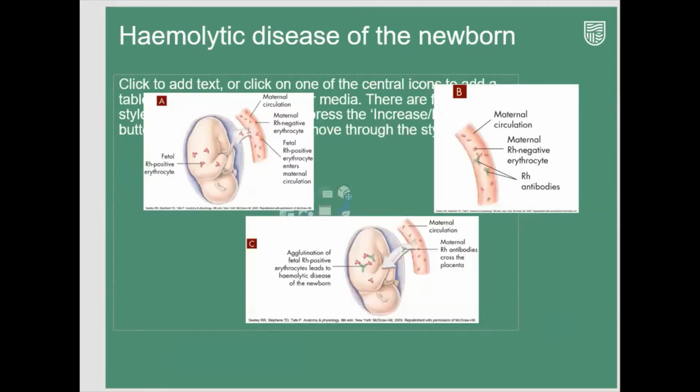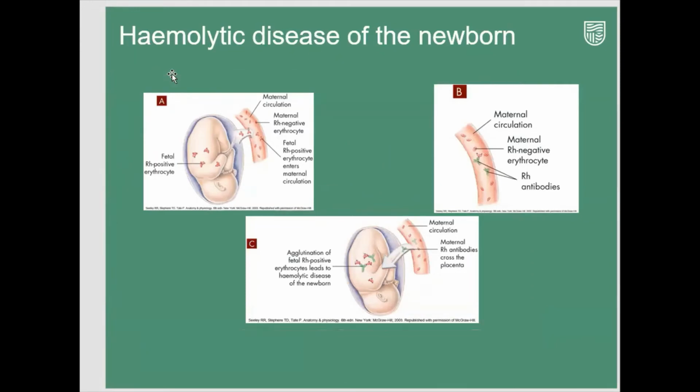So here's a diagram showing hemolytic disease of the newborn, and so you can see here the mum has rhesus negative blood. The rhesus positive blood has entered her circulation. So now the mum is making antibodies against the rhesus positive blood. If she has a second child, those antibodies can cross the placenta and attack the red blood cells of the baby.